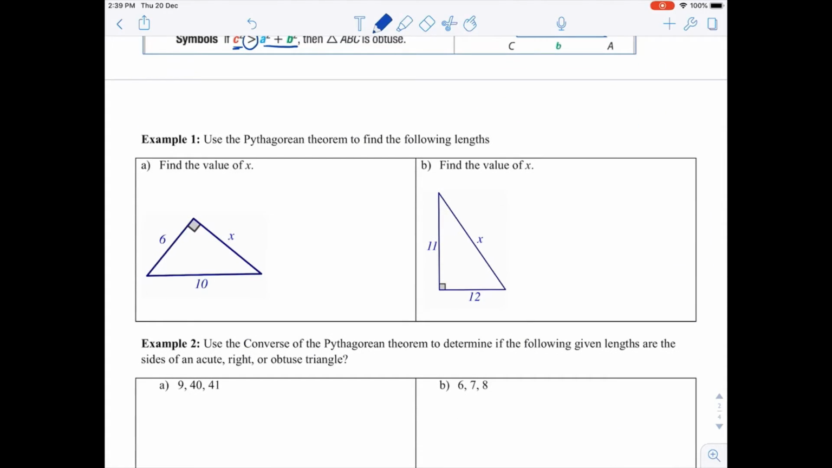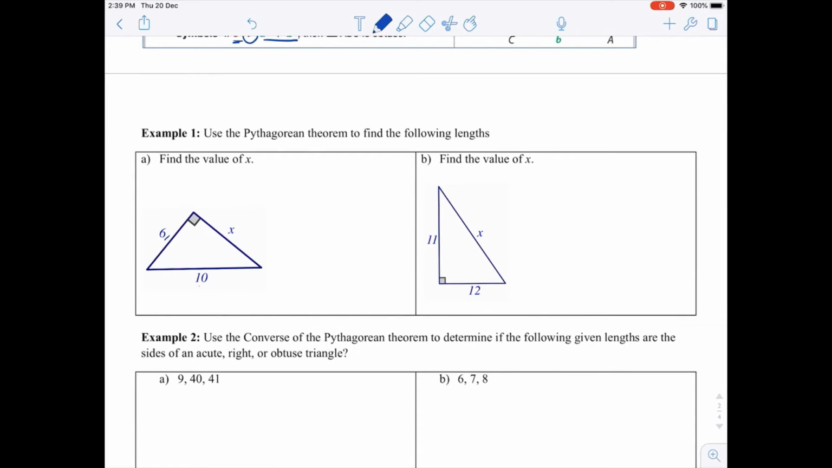This first one here is just asking us to find x. Now, if you notice right away that we've got a leg that's 6 and the hypotenuse that's 10, that is a 3, 4, 5 Pythagorean triple multiplied by 2. So if you use your Pythagorean triples, you should recognize that the other leg is 8. But if you don't recognize that, you can use the Pythagorean theorem. x squared plus 6 squared equals 10 squared. So x squared equals 64, square root both sides, and x is 8.